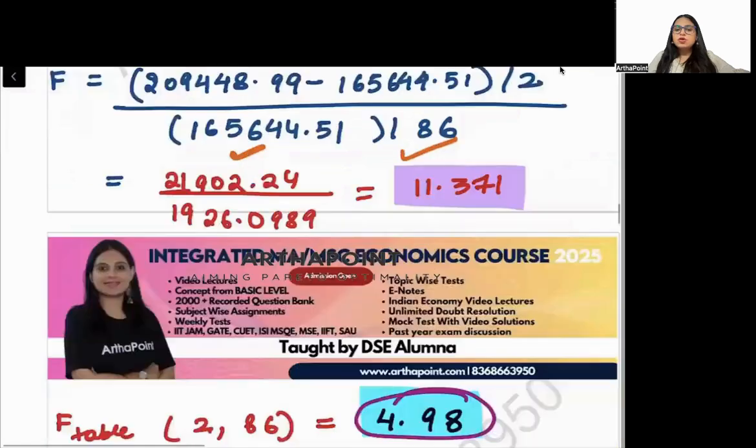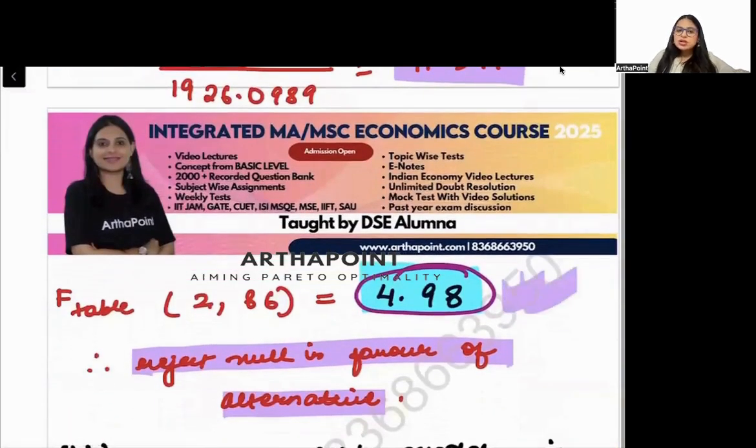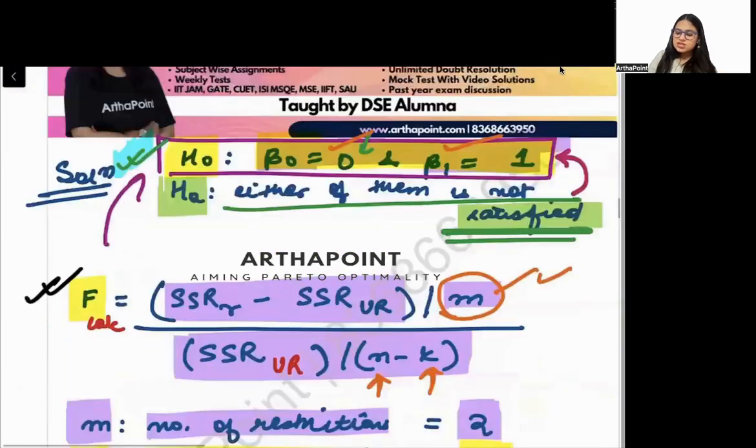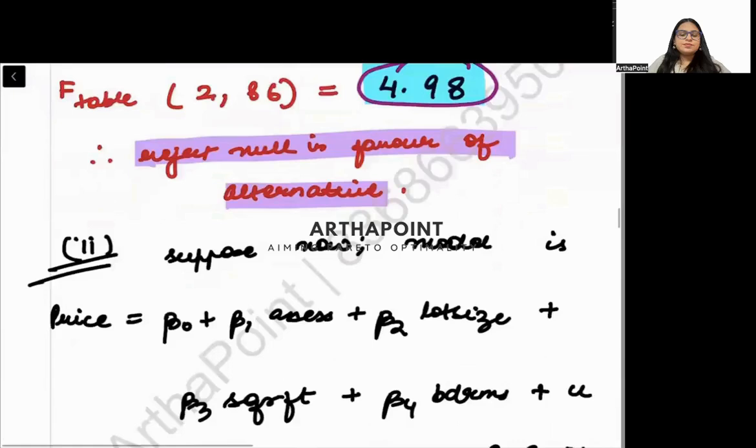And I am getting from the table that F tabular is 4.98. So clearly F calculated is more than F tabular. So I will go ahead and reject null in favor of alternative. So this null hypothesis is not true. So this is how you can go ahead and use the restricted and unrestricted model.